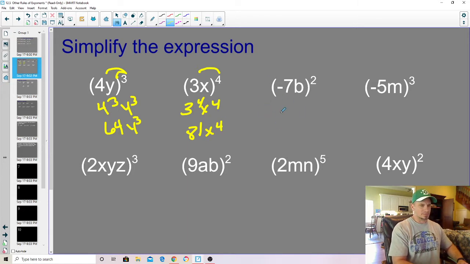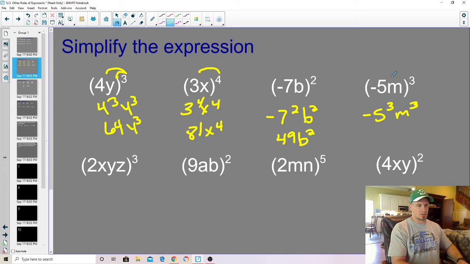Here I have negative 7 squared and b squared. Well, negative 7 squared is a positive 49. And then you have b squared. The best thing to remember is if I have an odd exponent, there's a negative inside the parentheses, it stays negative. Here we've got a negative 5 cubed m cubed. Okay, and that's 5 times 5 times 5 gives me 125. That is cubed, so it's going to stay negative, and that's m cubed.